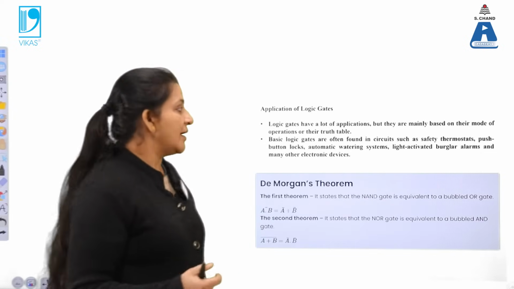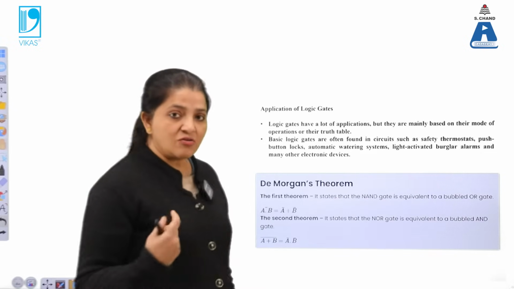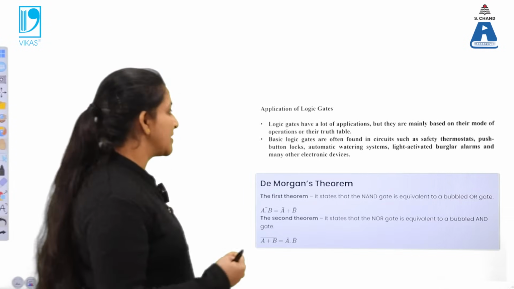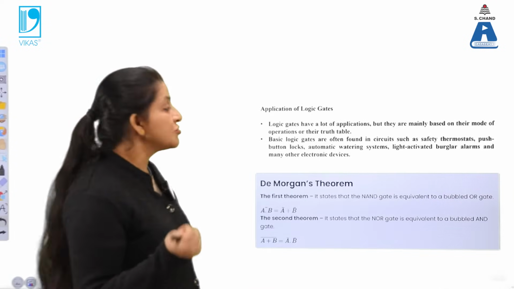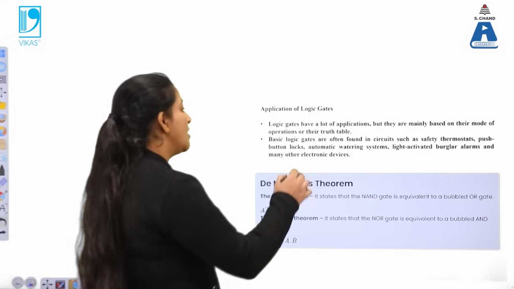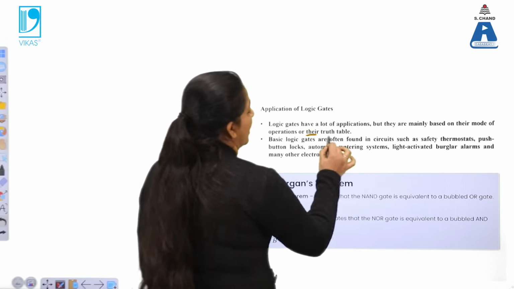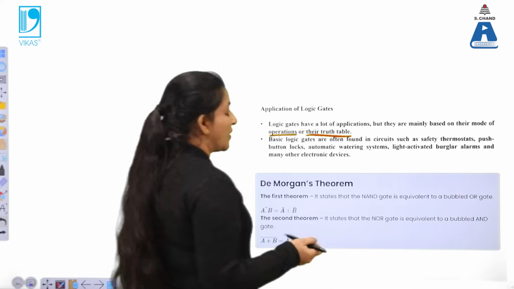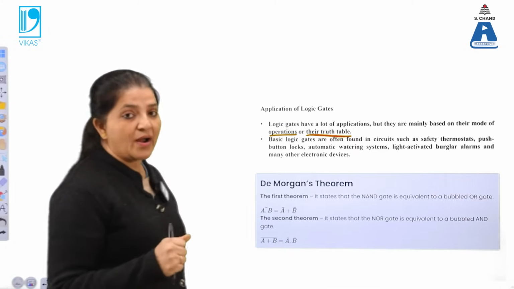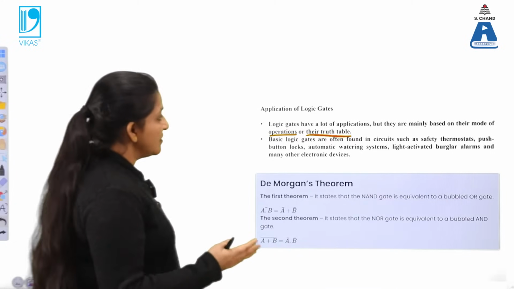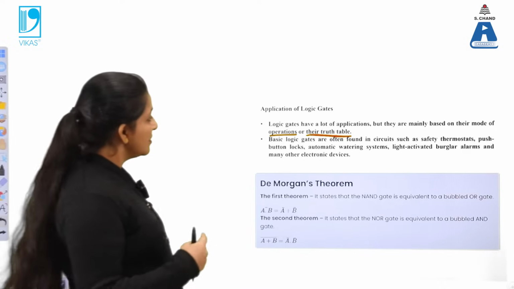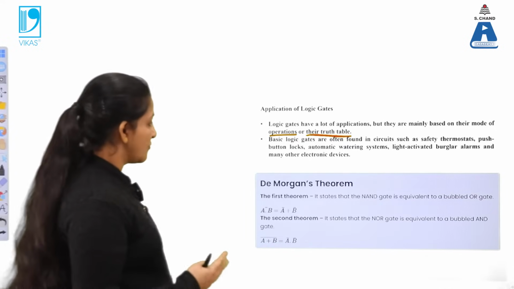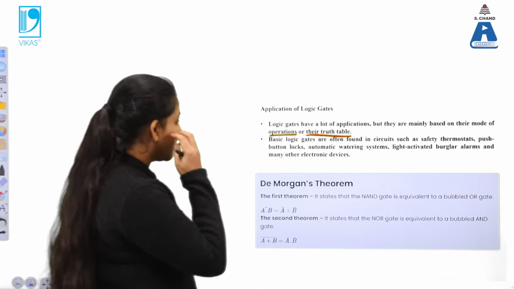So many digital electronic devices use logic gates, but the main preference is made over the truth tables. Depending upon the requirement of the output, the truth tables and the different kinds of operations, what kind of output is required, the different logic gates can be used, and these are the various kinds of applications of the logic gates. So next is De Morgan's theorem.